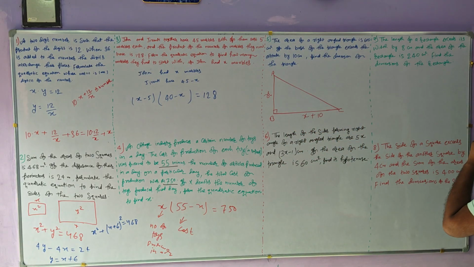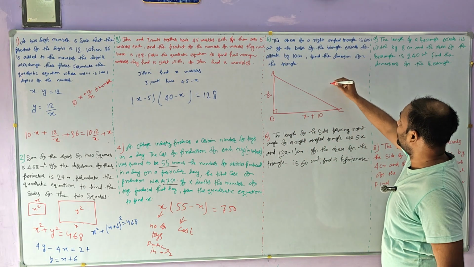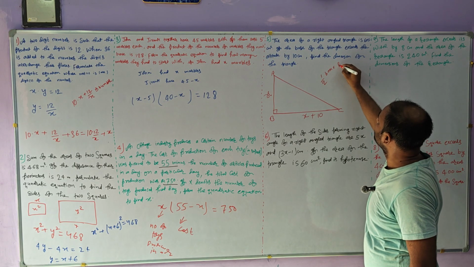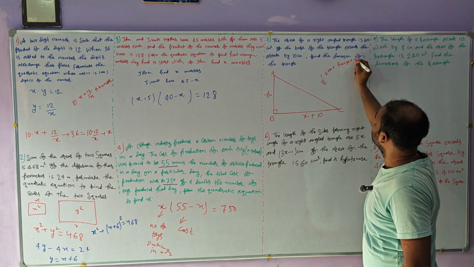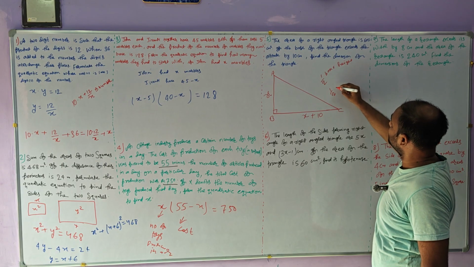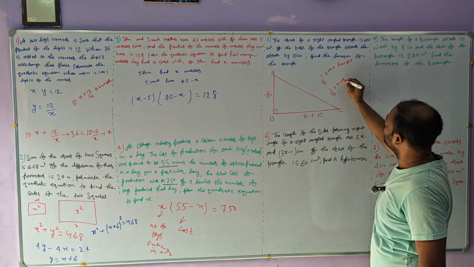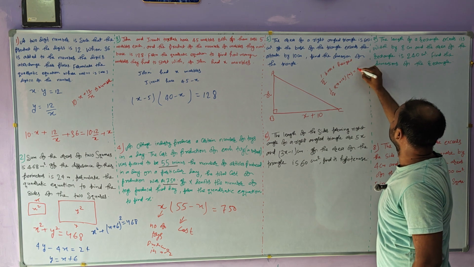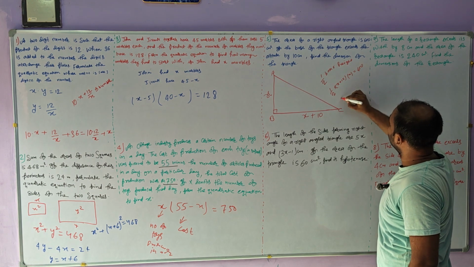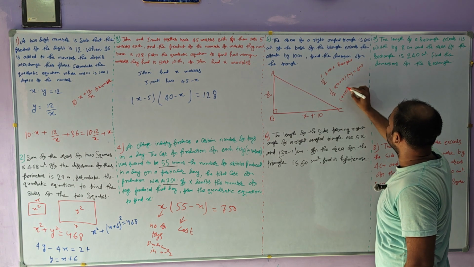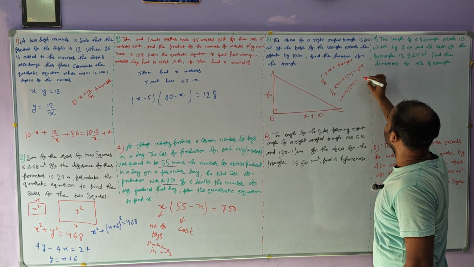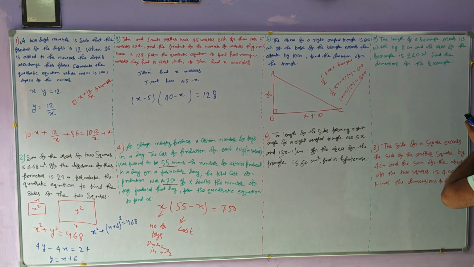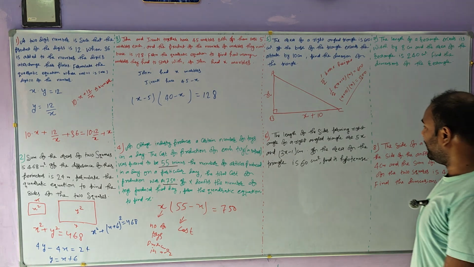So find the dimensions of the triangle. We know the area is half into base into height. That means half into (x plus 10) into x is equal to 600, so (x plus 10) into x becomes 1200. We solve this quadratic equation and get the value of x.